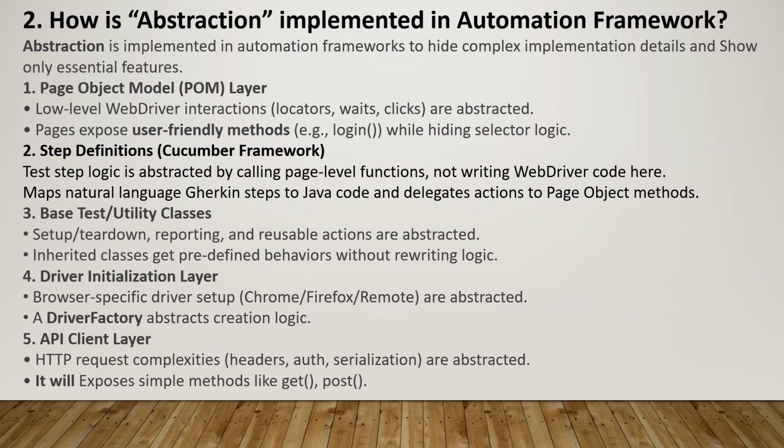Now we will understand where we use abstraction in our automation framework. First, the page object model, that is the POM layer. Low level WebDriver interactions, that is locators, waits, clicks, are abstracted. Pages expose user friendly methods, for example login, while hiding selector logic.